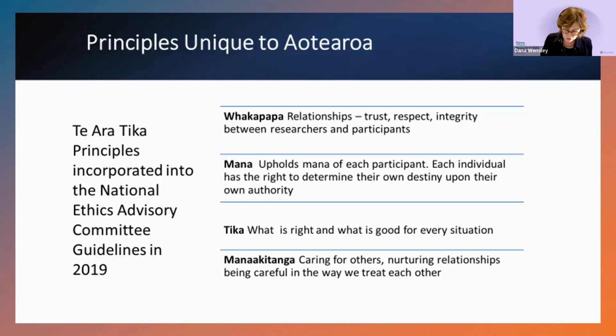Tika refers to what is right and what is good in any situation. Importantly, in the context of ethics, it relates to the design of the study and whether the research achieves its proposed outcomes, benefits the participants and communities, and brings about positive change. Tika also requires respectful relationships with Māori in all studies, regardless of the research design and methods. Manakitanga refers to caring for others, nurturing relationships, and being careful in the way we treat others.